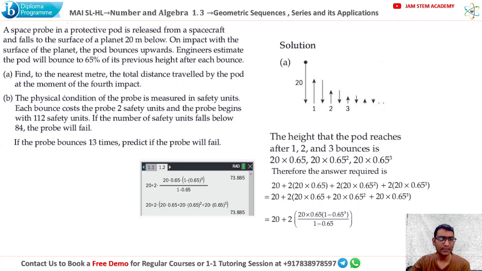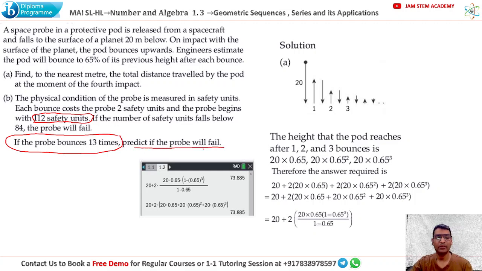Now the next part says the physical condition of the probe is measured in safety units. Each bounce costs the probe 2 safety units, and the probe begins with 112 safety units. If the number of safety units falls below 84, the probe will fail. If the probe bounces exactly 13 times, check whether the probe will fail or not.